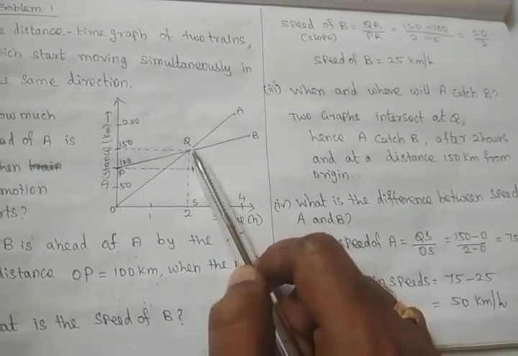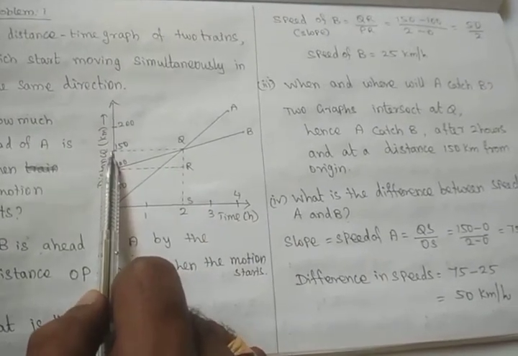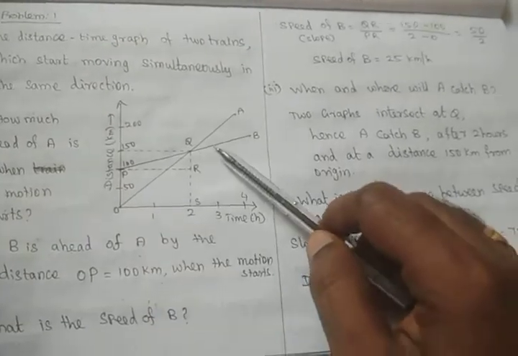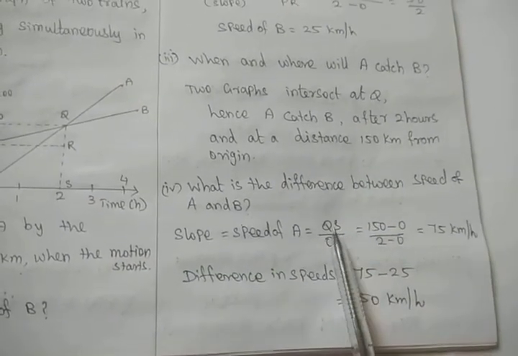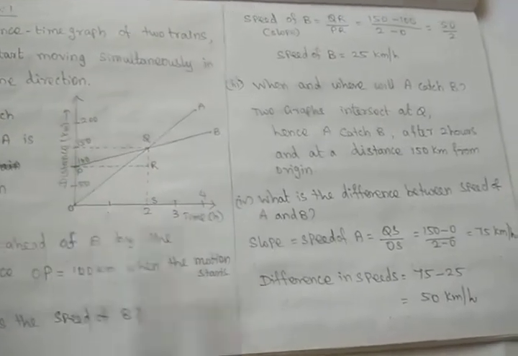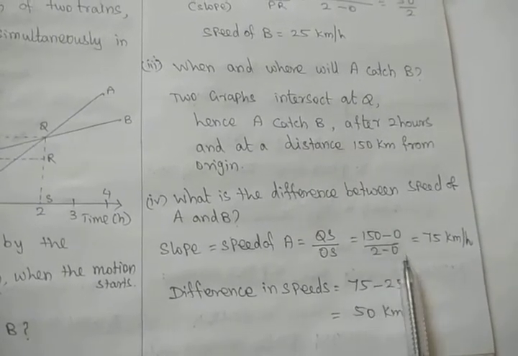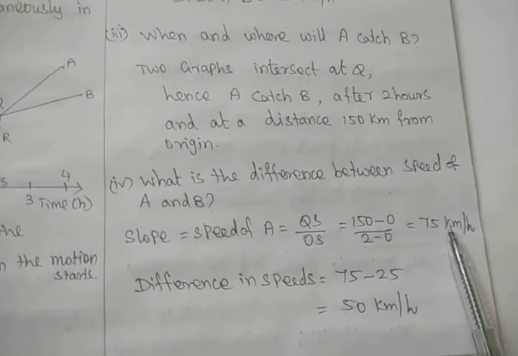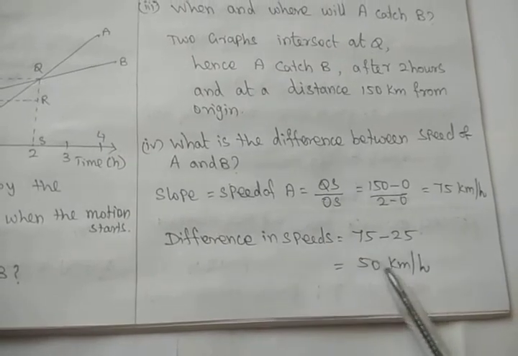The train A slope is QS. Here the y-axis is QS and the x-axis is OS. So speed equals QS by OS. QS is 150 minus 0 and the time is 2 minus 0. Again, don't say the initial position is 0 and the final is 2; time is never negative, so bigger value minus smaller value. So 150 by 2 is 75 kilometers per hour. The speed of A is 75 and of B is 25. Subtracting these two, we get the answer 50 kilometers per hour.